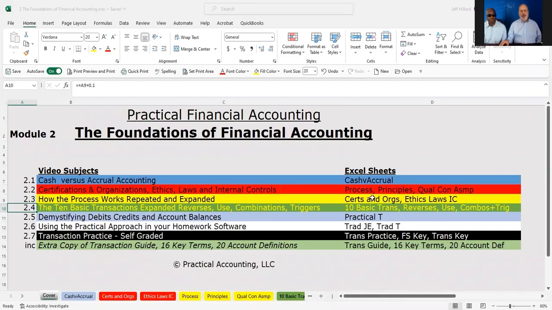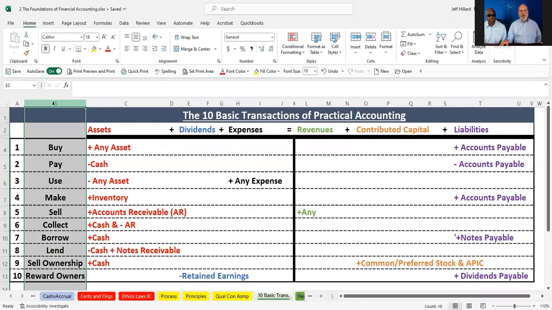Let's go back to our 10 basic transactions. And again, we're going to be introducing each chapter with which ones of these we're going to be using. Buy, pay, use, make, sell, collect, borrow, lend, sell ownership, and reward owners. If you understand the 10 basic transactions, you can do all the classifications. However, sometimes they occur in combinations, and sometimes they occur in reverse. So let's take a look.